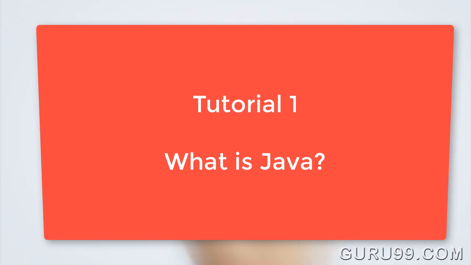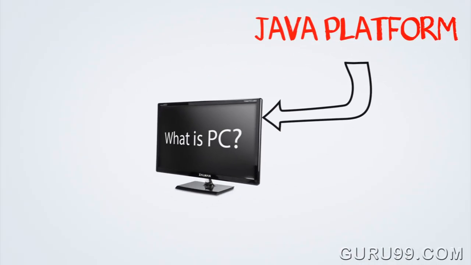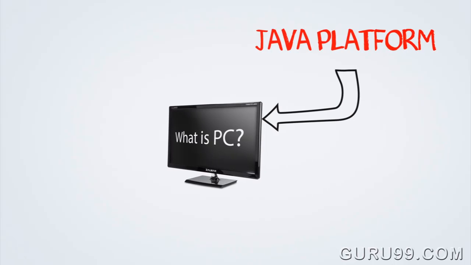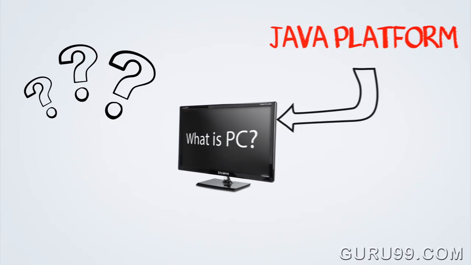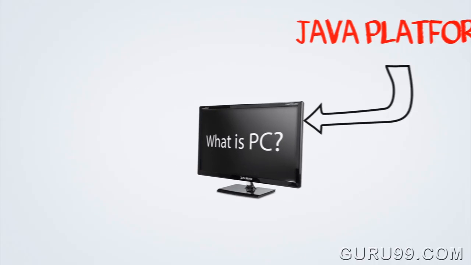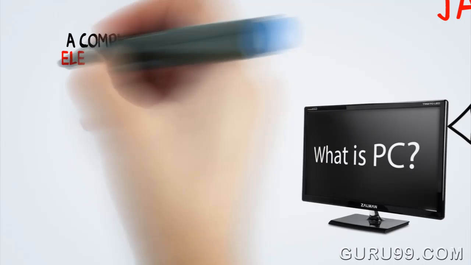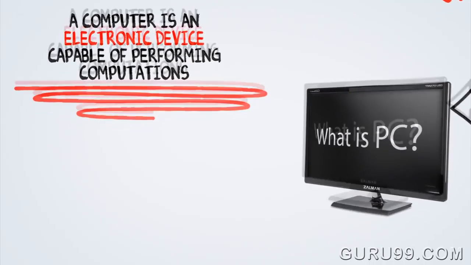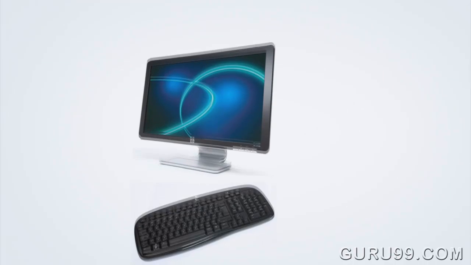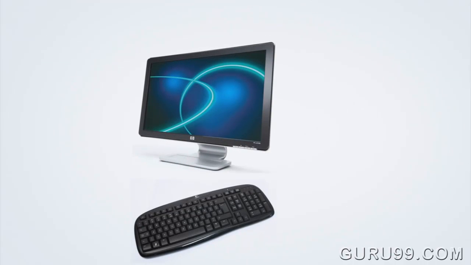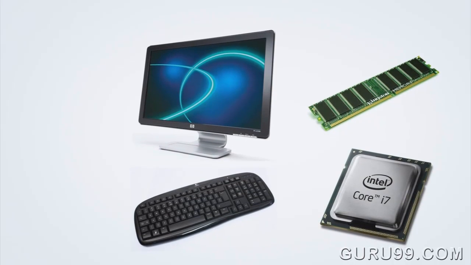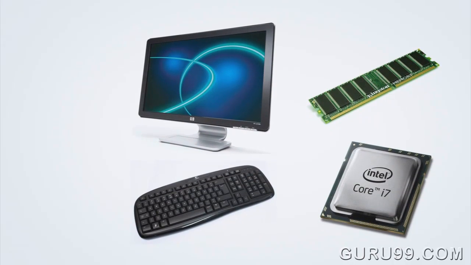Before we introduce the Java platform, how about answering a very basic question? What is a PC? Take your time. The dictionary definition of computer is that it is an electronic device capable of performing computations. It has many peripherals like a monitor and keyboard to accept or display data to users and memory to store information. But the heart of the computer is its processor, which does all the thinking for the computer.